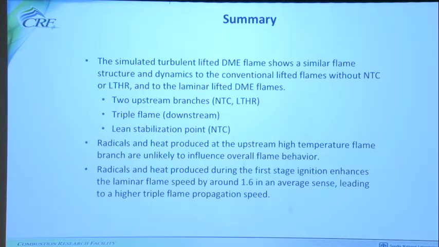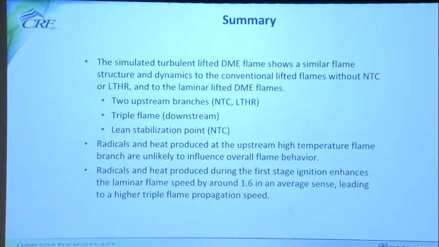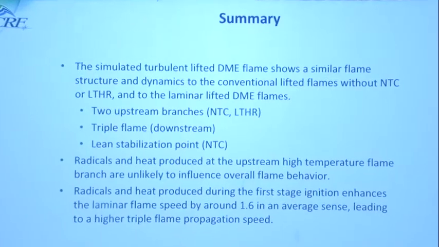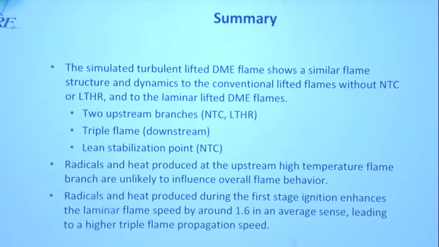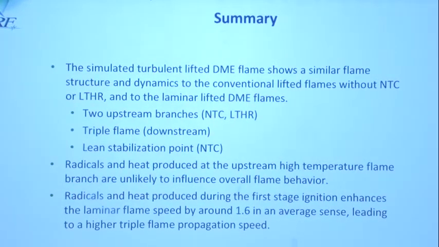So from this study, we found that we have two upstream branches, one due to NTC behavior and one due to low temperature heat release. And we see that there is a triple flame, consistent with what you find in a non-heated co-flow, that appears downstream, and that the radicals and heat produced during the first stage ignition enhance the laminar speed by about 1.6 to 1.7 in a mean sense, leading to a much higher triple flame propagation speed.